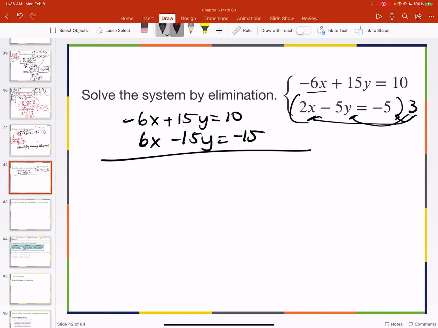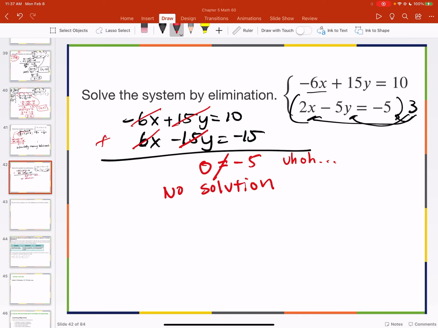So now I'm going to go ahead and combine them. So negative 6 plus 6, that actually cancels out. 15y and negative 15y cancels out, so I get 0 on the left-hand side. 10 minus 15 is negative 5. Uh-oh, wait a minute. So what does that mean? That means that this doesn't make sense. So there is no solution. Okay, that's no solution. You have something like parallel lines.